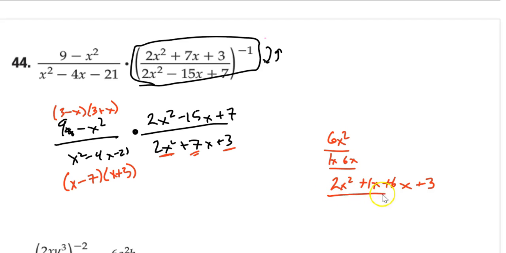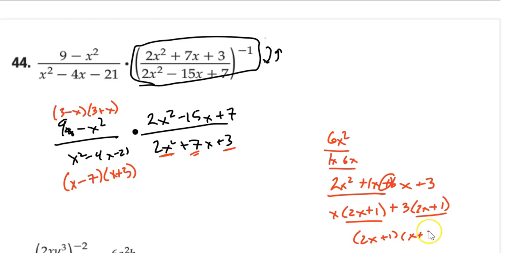Then this is factored by grouping. These both have an x in common. 2x plus 1. Always bring down the middle sign. These all have a 3 in common. 2x plus 1. These match. 2x plus 1, x plus 3. That's what this is right here. 2x plus 1, x plus 3. Now let's do the same to this top also.